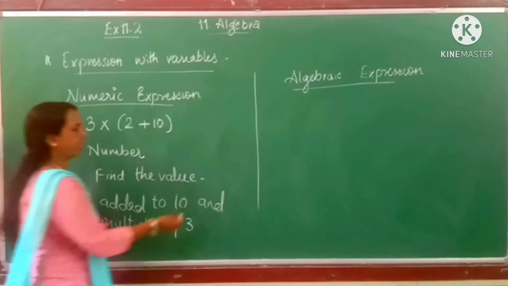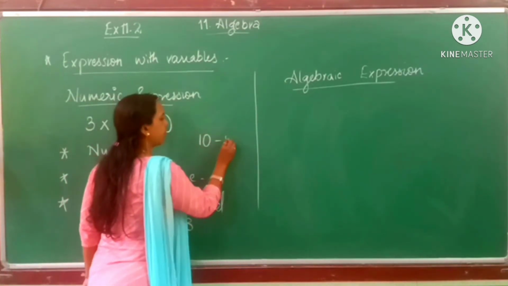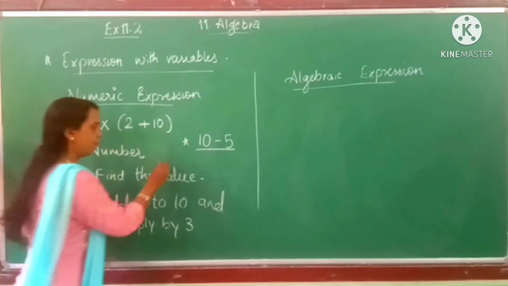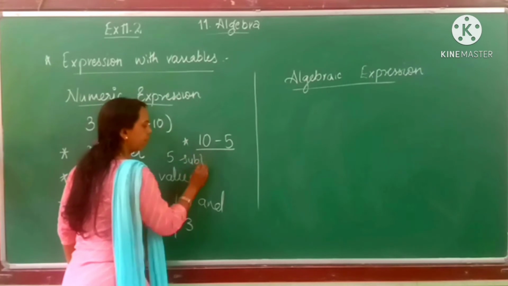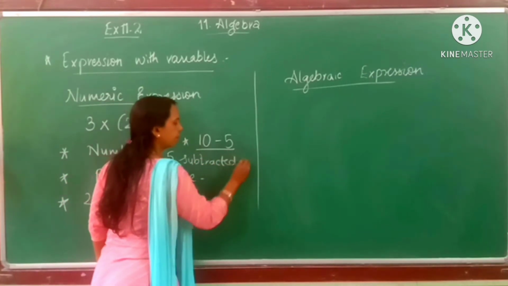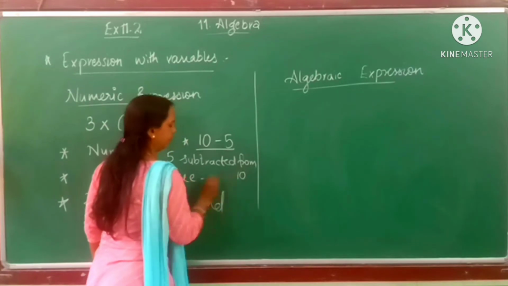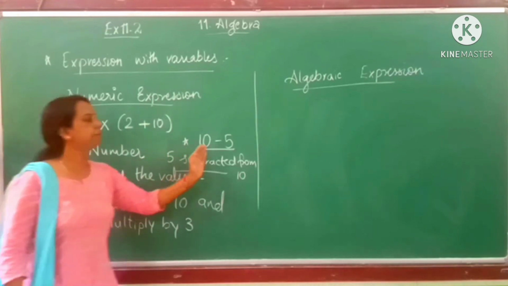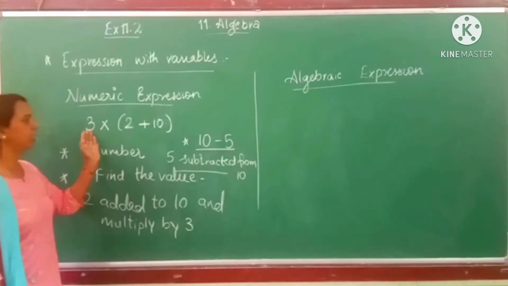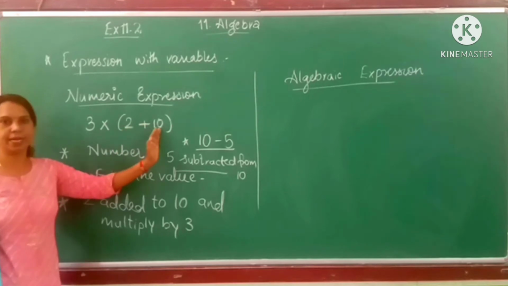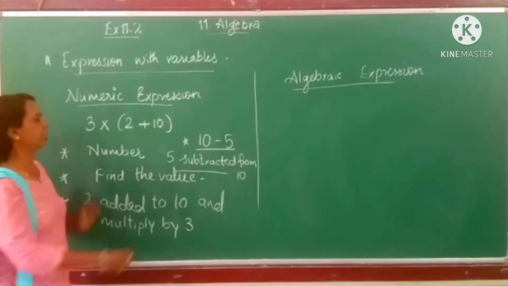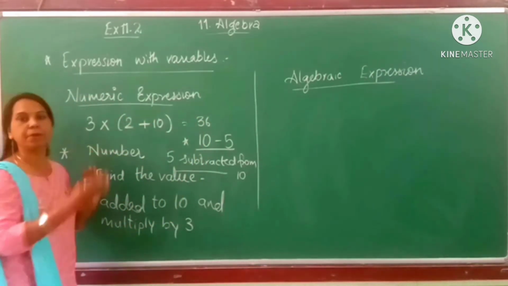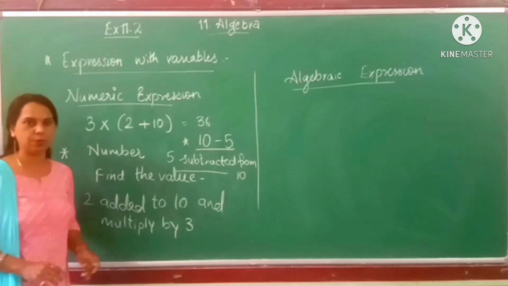One more example we can take is 10 minus 5. Here we can express this numeric expression in words as 5 subtracted from 10. Here also you can get the value: 10 minus 5 is 5. For the first one, 2 plus 10 is 12 and 12 into 3 is 36. So it is a numeric expression where numbers are used and you can get the value.